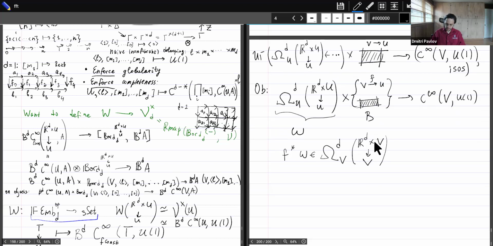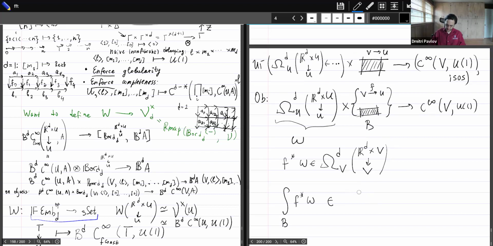So what I can do is I can take this form and I can integrate this over B. And the result will be, if you integrate a D form over a D manifold, you get a fiber-wise zero form. So maybe I shouldn't say fiber-wise anymore. So I integrate, I get a number. I get a number for every point in V.